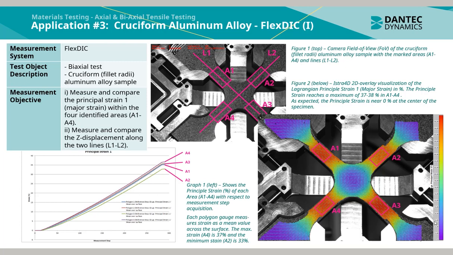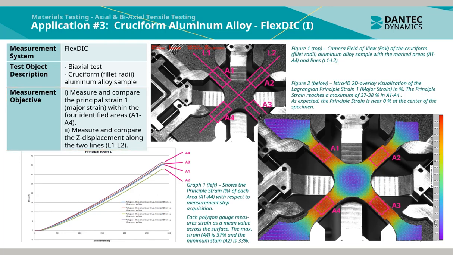The biaxial test measurement objective is to measure and compare the principal strain 1, or the major strain, within the four identified areas A1, A2, A3, and A4. The second objective is to measure and compare the Z displacement along the two lines L1 and L2.